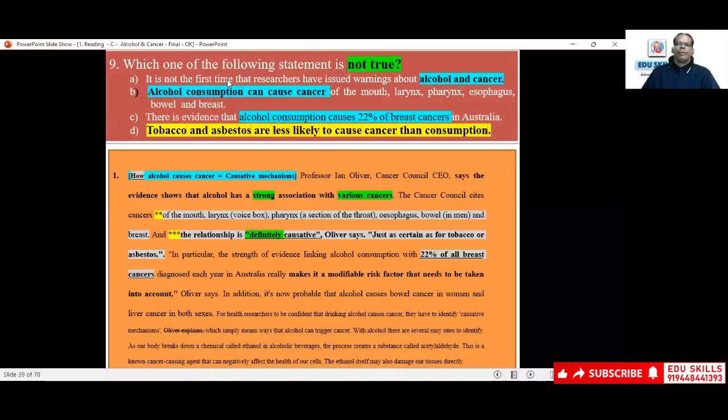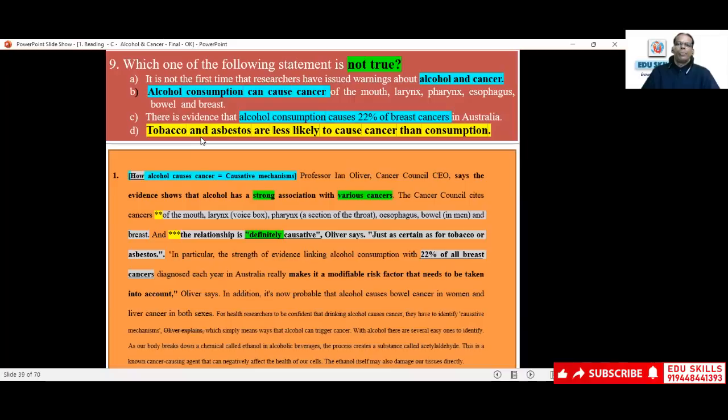So it is not the first time that researchers have received warnings about alcohol and cancer. So it is given here. It is not the first time is given. We'll get back to that. Second one, B, alcohol consumption can cause cancer of the mouth, larynx, pharynx, esophagus, bowel, and breast. So that is mentioned here. All these things, mouth, larynx, all these things are mentioned here. Third one, there is evidence that alcohol consumption causes 22% of breast cancers in Australia. I told you, number. Immediately you can see here number. Jump into the number and find out what they have said. Verify, cross-check whether it is there in the text.